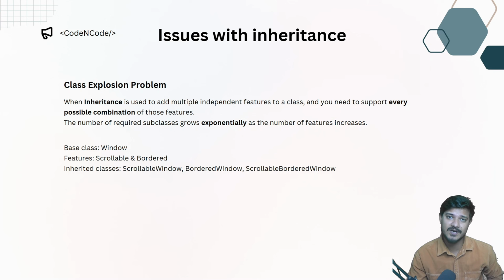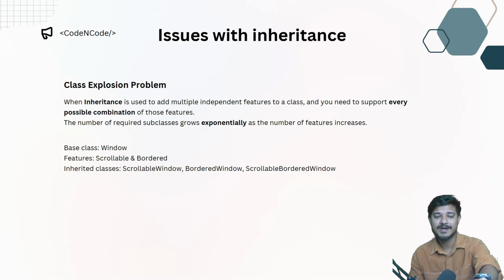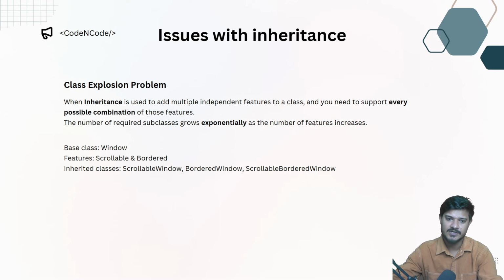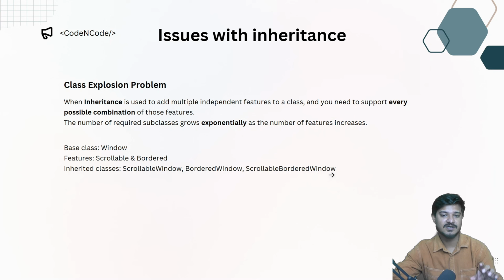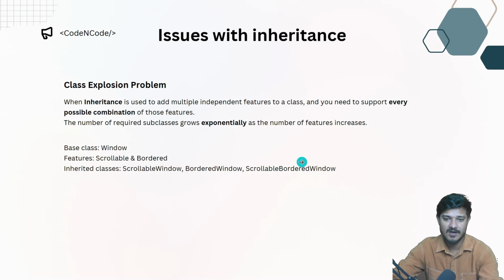Let's say now you want to add an extra feature. How many combinations would it bring? Now, let's say I want to add a lockable window, right? So now I'll have lockable window, lockable scrollable window, lockable bordered window, and so on. You see, just by adding a new feature, I have to create several new classes. And if I keep on adding new features, it would just keep on exploding.